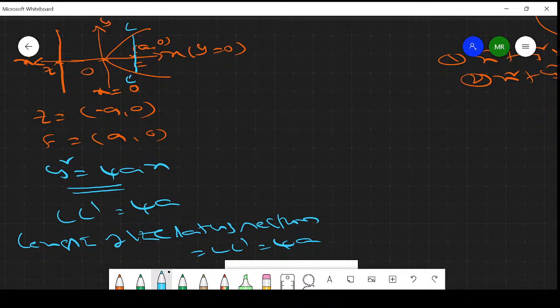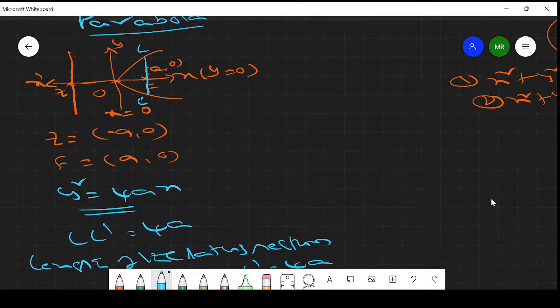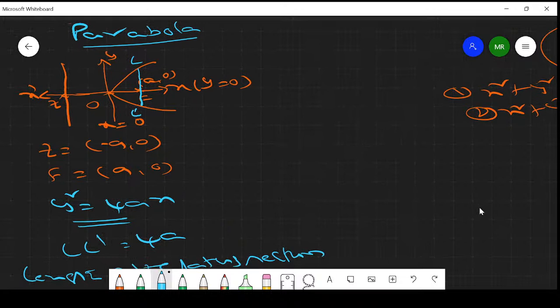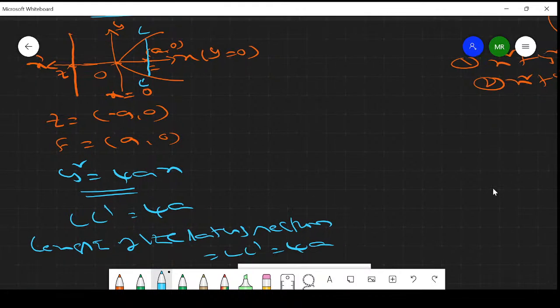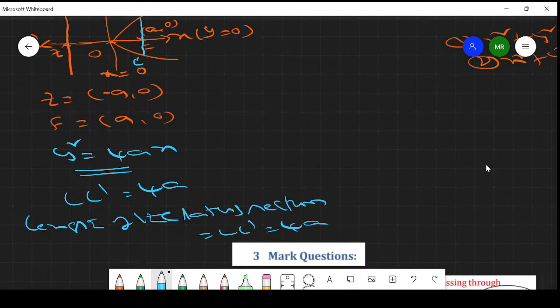So this is the standard equation of the parabola. Just remember that: parabola y square equal to 4ax. The line which is perpendicular to the axis but passing through the focus is called the latus rectum. End points will be on the parabola. Length of the latus rectum is 4a. You got an idea about this? For x and y it is the same thing, y square equal to 4ax.